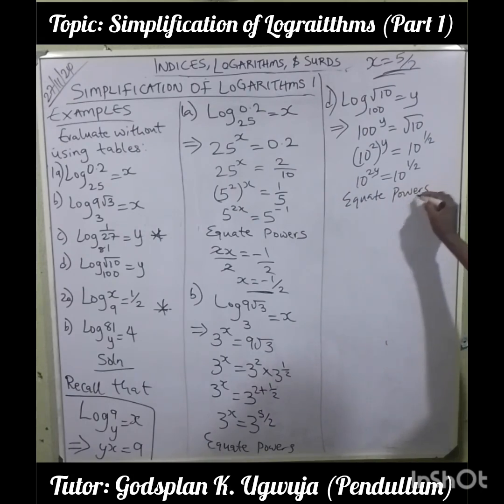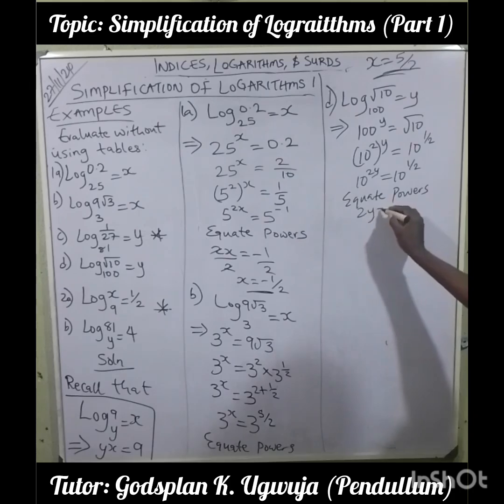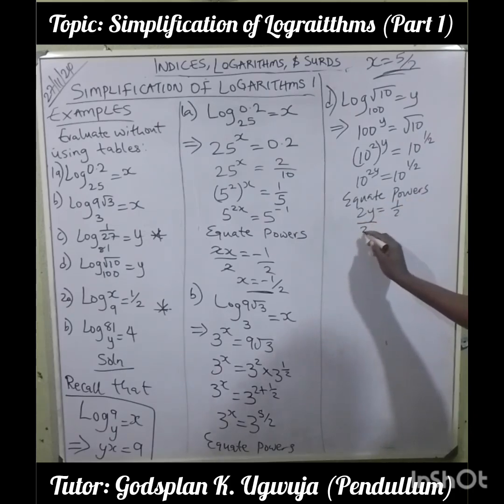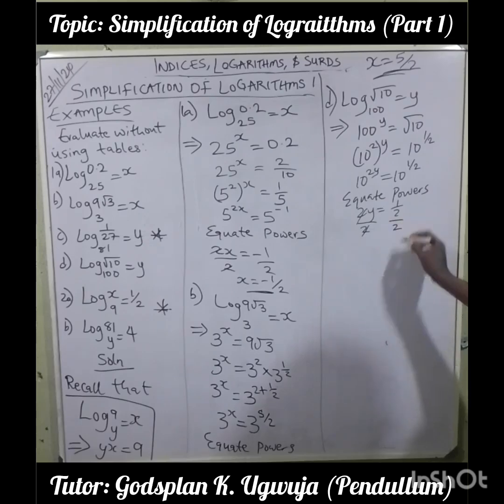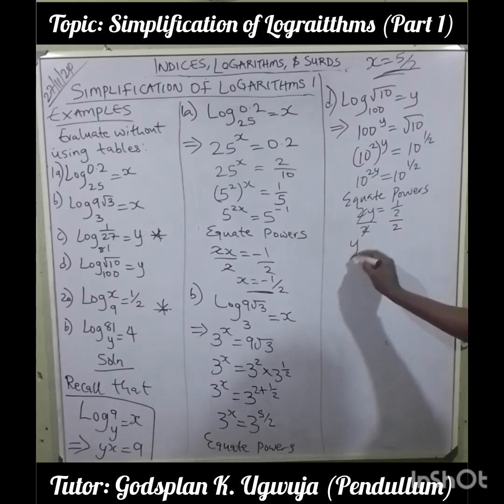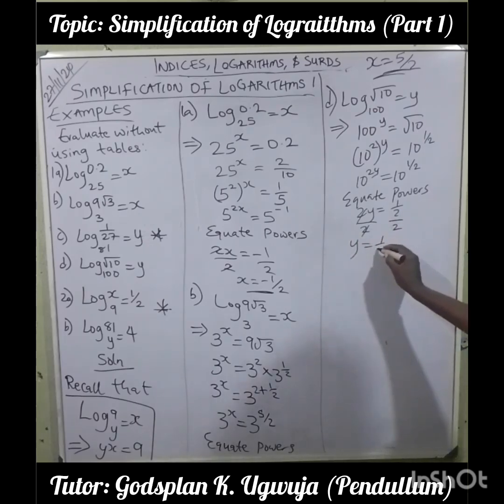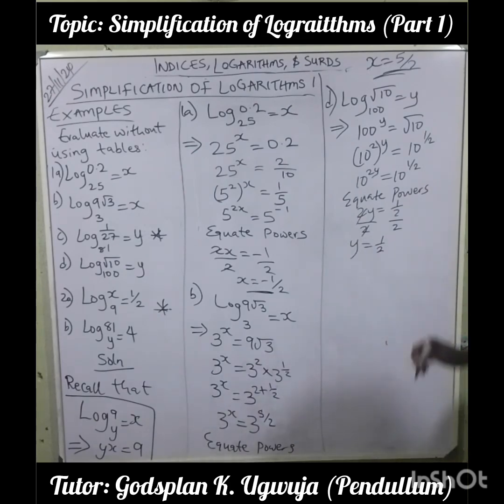And if I equate their powers, I have that 2y is equal to 1 over 2. Now, for me to find y, I divide here by 2, and then I divide here also by 2. Meaning I'm going to have that y is equal to 1 over 2. Now, if you're dividing, it's supposed to be 1 over 2 divided by 2 over 1. That's this part. 1 over 2 divided by 2 over 1.